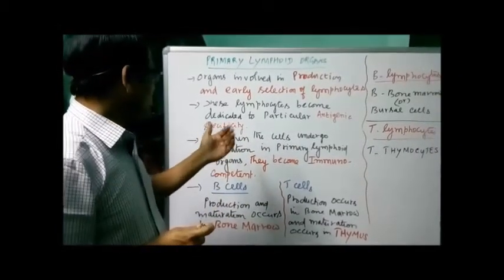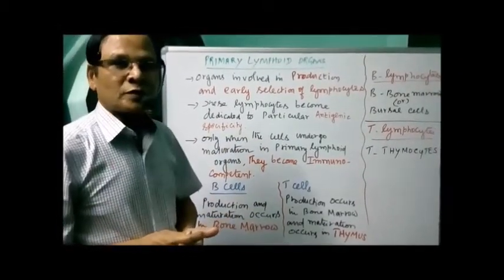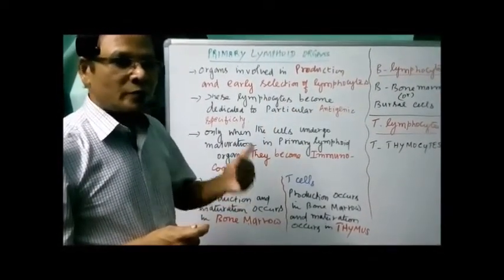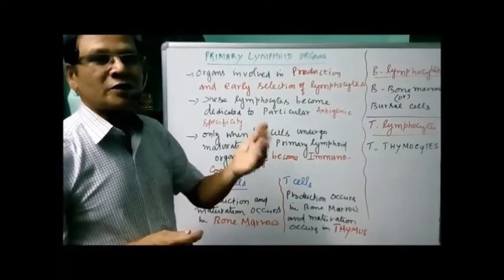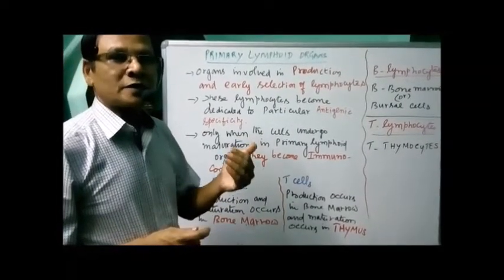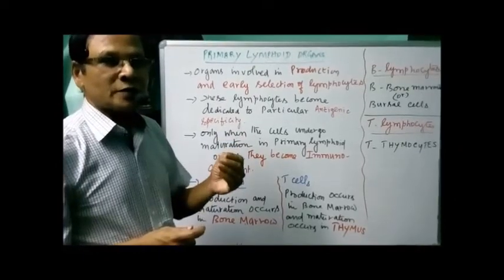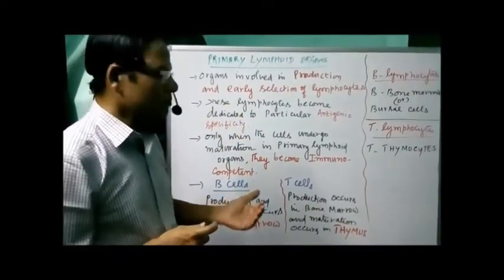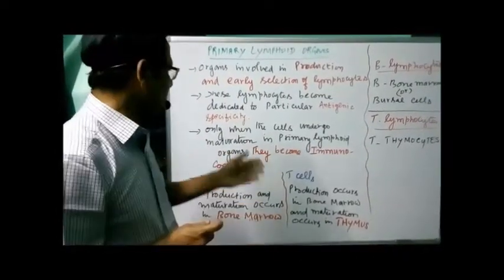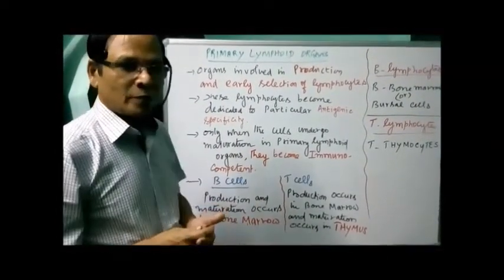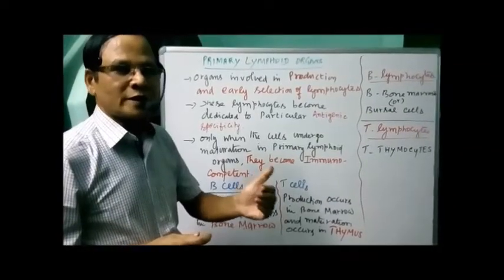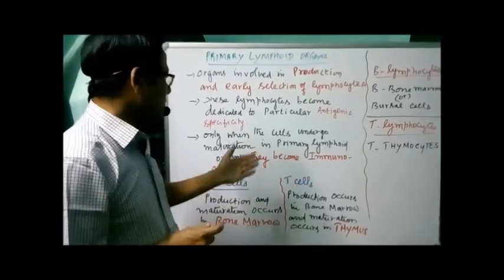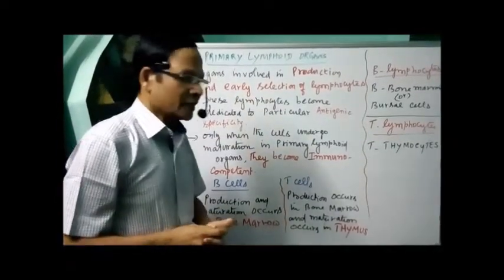Only when the cells undergo maturation in the primary lymphoid organs do they become immunocompetent. The cells are educated so that they are capable of mounting immunity by fighting against antigens. That ability to fight against antigens is called immunocompetency. So they become immunocompetent in the primary lymphoid organs.